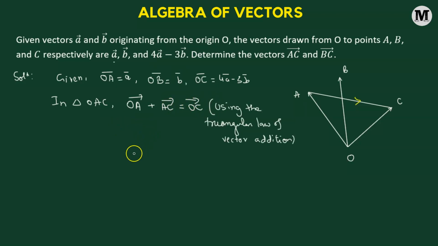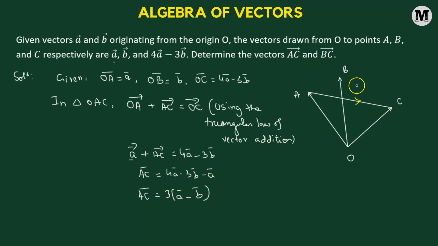So let's substitute the values. In place of vector OA, we have vector A, plus vector AC equals vector OC. The vector OC is 4 vector A minus 3 vector B. So we'll transpose vector A to the right hand side. That finally gives us vector AC equals 3 times vector A minus vector B. Let's note it down: 3 times vector A minus vector B.